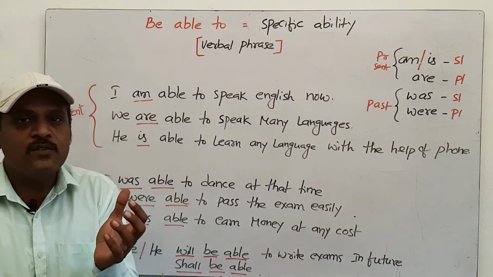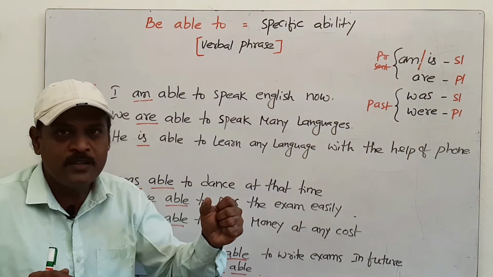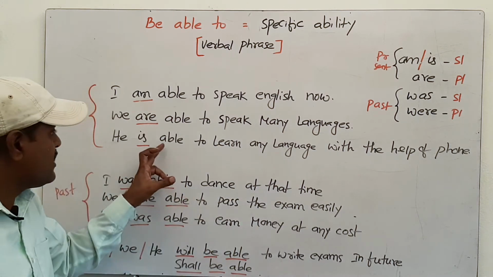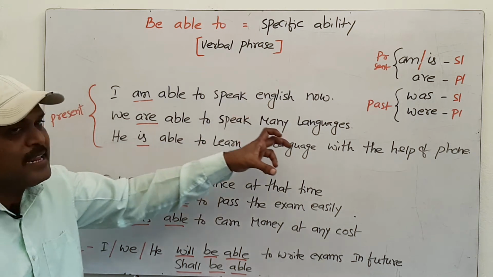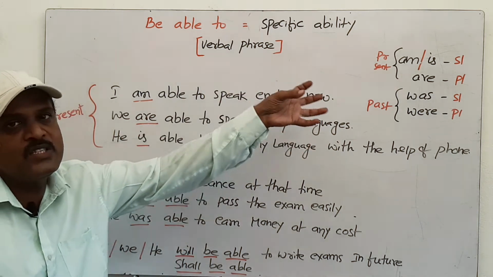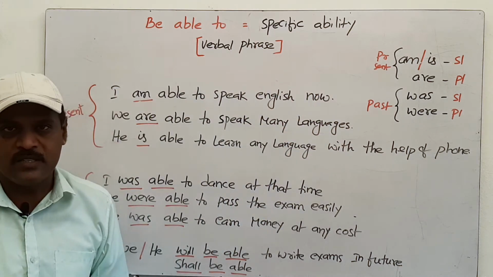In case of negative, simple: He isn't able to learn any language. She isn't able to learn any language. In case of question, is he able to learn any language? Is she able to learn any language? In this way, we can frame statements and also questions like this.